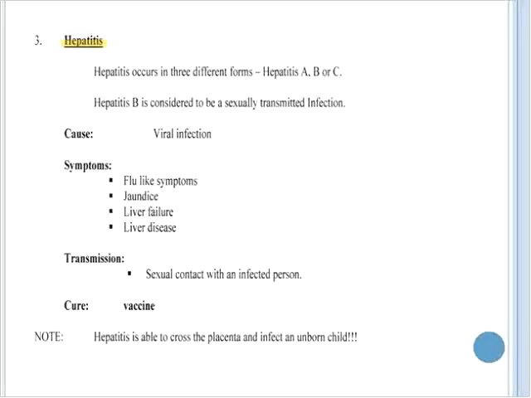Hepatitis is also considered to be an STI. Certainly hepatitis B is. Hepatitis, there are three different forms, A, B, and C. It is a viral infection. Its symptoms include flu-like symptoms, jaundice, liver failure, and liver disease. It's transmitted through sexual contact with an infected person, and it can be prevented through the use of a vaccine. Hepatitis is able to cross the placenta and infect unborn children.